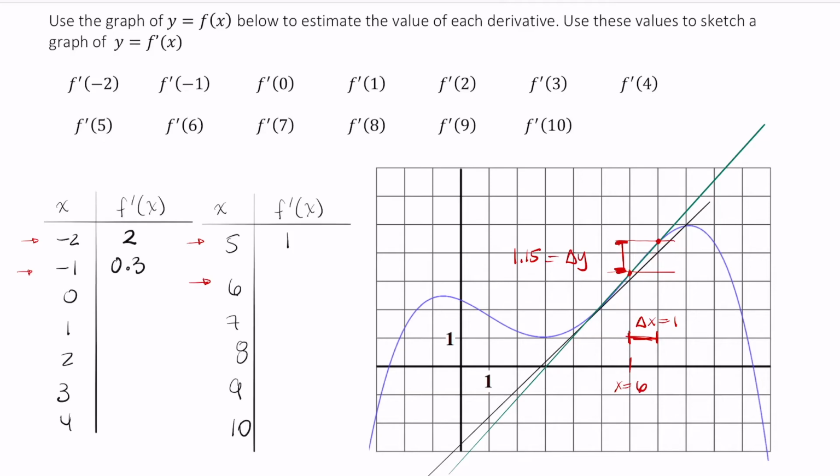Now that I have my estimate for delta y, I can say that my estimate for the slope of this line is the change in y over the change in x, which is 1.15 over 1, or just 1.15. So go ahead and write this on your table. And now take the time, pause the video, and try to estimate the slope of the tangent line at all these other values. So that means you're going to draw 1, 2, 3, 4, 5, 6, 7, 8, 9 more tangent lines at different places, and estimate what you think the slope is at all of those values.